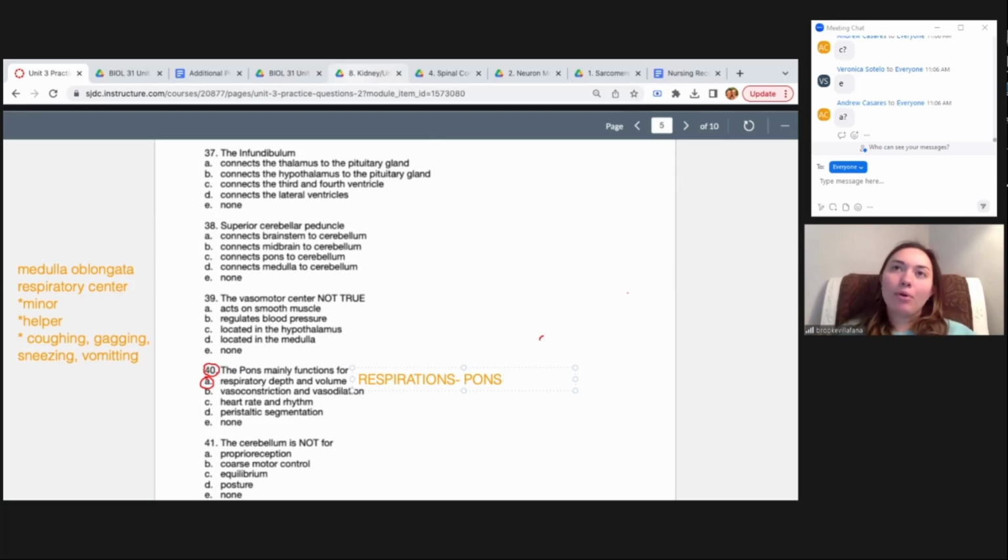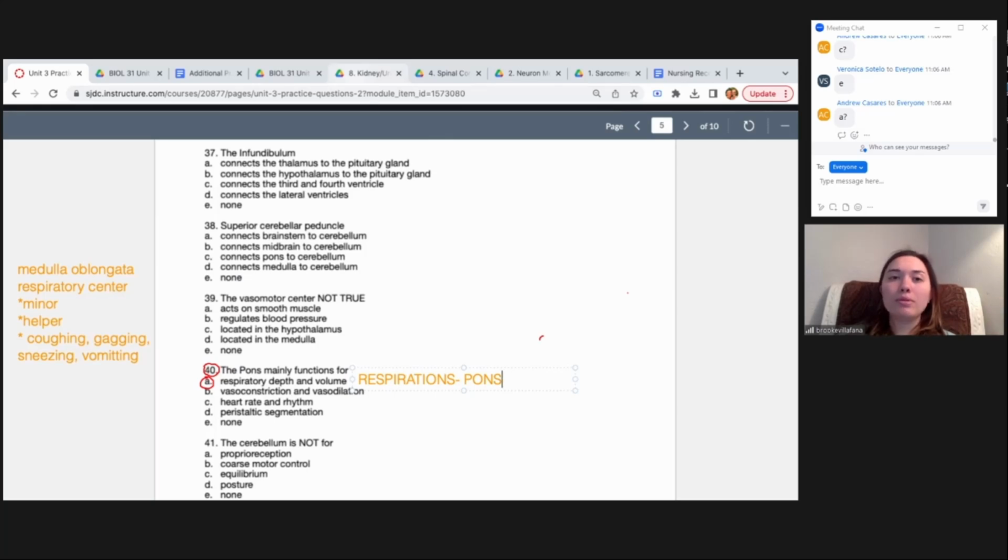So if a person got in a car accident and their brainstem is damaged, this is why usually in the hospital they'll be on a ventilator because they cannot breathe. You've heard of a person being on a ventilator after a car accident, being in a coma. That usually happens when the brainstem is damaged because their pons can no longer help them breathe, and they have to be put on an artificial ventilator. Does that make sense? So the pons governs respirations.